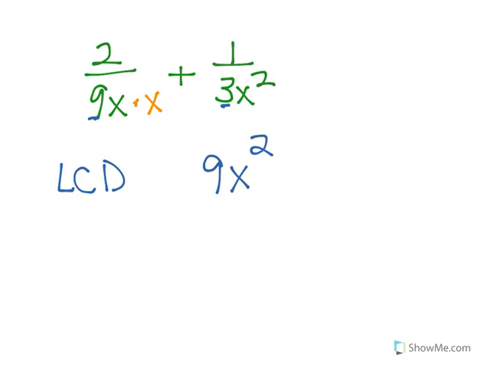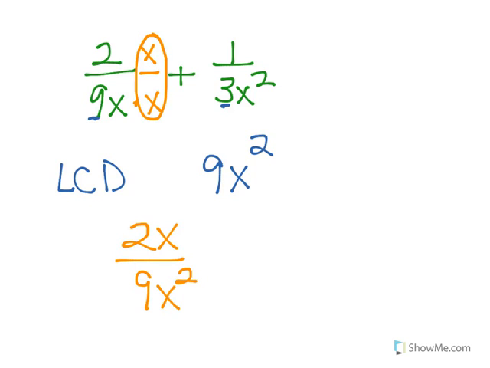But if we're going to multiply the denominator by x, we have to multiply the numerator by x. So this is a funny form of 1, a foo, x over x. And so it creates our first rational expression in our sum, which is now going to turn into 2x over 9x squared. In order to turn 3x squared into a 9x squared, we have the x squared part, but we need to multiply by 3 to get the 9.